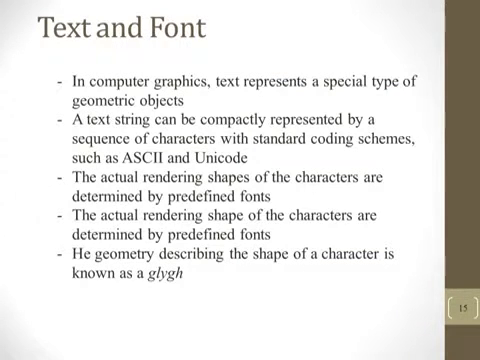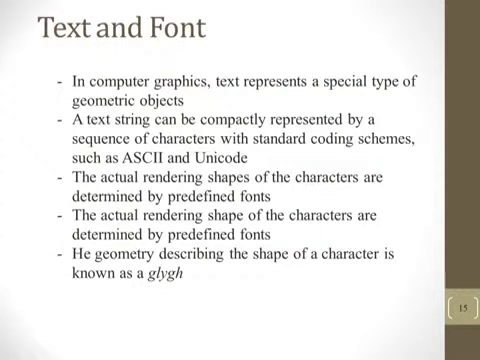Text and font. In computer graphics, text represents a special type of geometric object. A text string can be compactly represented by a sequence of characters with a standard coding scheme, such as ASCII code or Unicode. The actual rendering shapes of the characters are determined by predefined fonts. A geometry describing the shape of a character is known as a glyph. A font is a collection of glyphs for an entire alphabet.